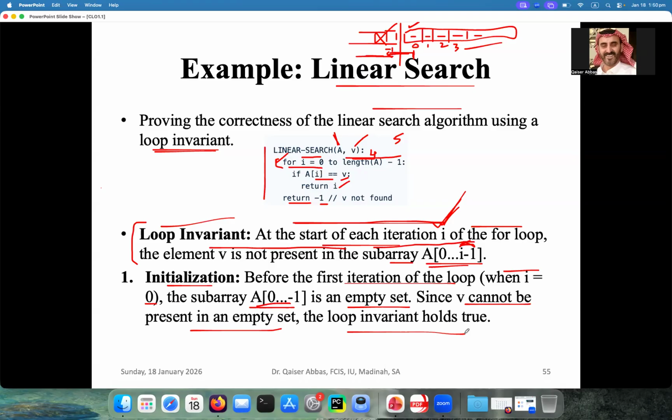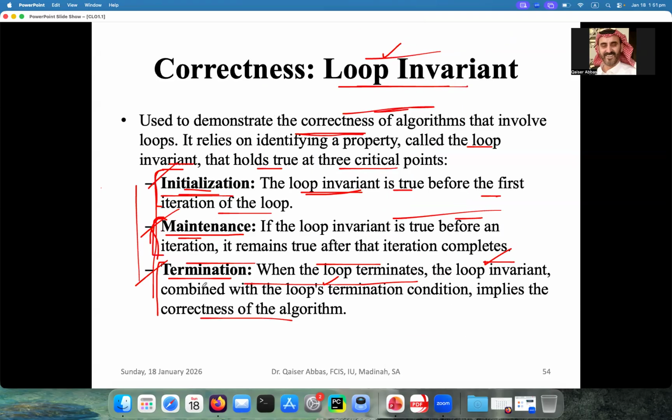It is theoretical, I said. It is theoretical and analytical. The main thing is you have to build a loop invariant, and then you have to show that this loop invariant is true in all these three steps. The first step is initialization. What is initialization? The loop invariant is true before the first iteration of the loop. This is the definition. If you have that definition, you will not make any mistake. What do you have to show?